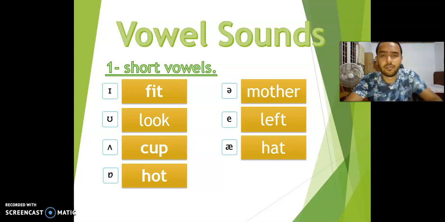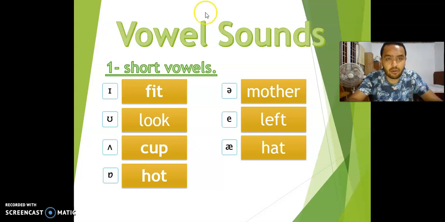Today I want to talk to you about the vowel sounds. Well, we can divide the sounds of the vowels into two big groups. The first of these groups is the group of the short vowels, like this, that we can pronounce e, and we can see it in words like fit. This one, the pronunciation is o, and we can see it in words like look.